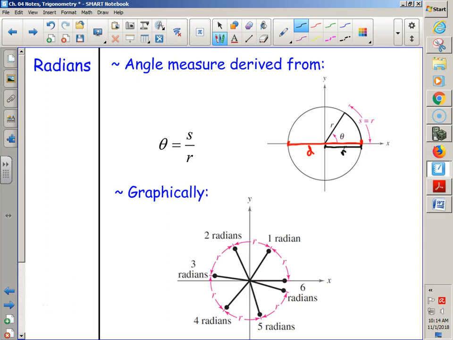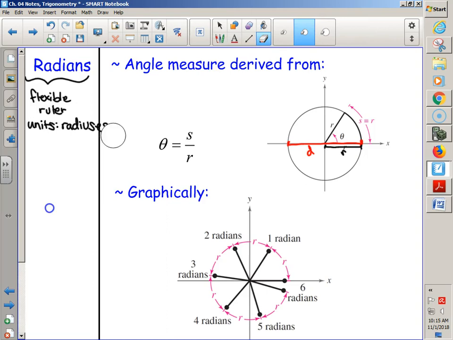I want you to think about radians. I want you to think about it as a flexible ruler where the units are radii. Can I do radiuses? I'm not sure it's a word, but that's okay. Multiple radii? Ooh, radii. I'll do radii. That's much more proper.